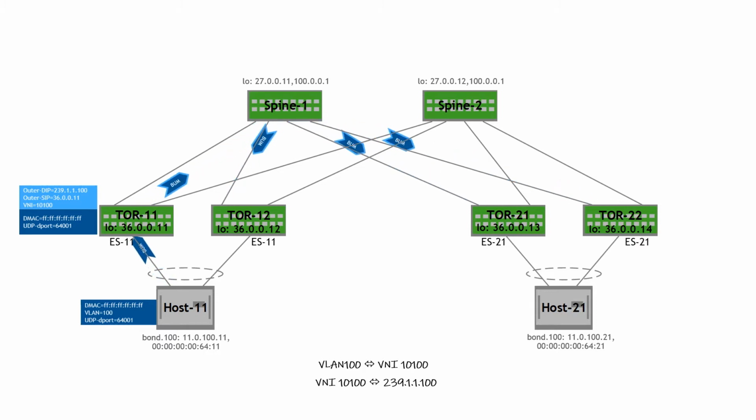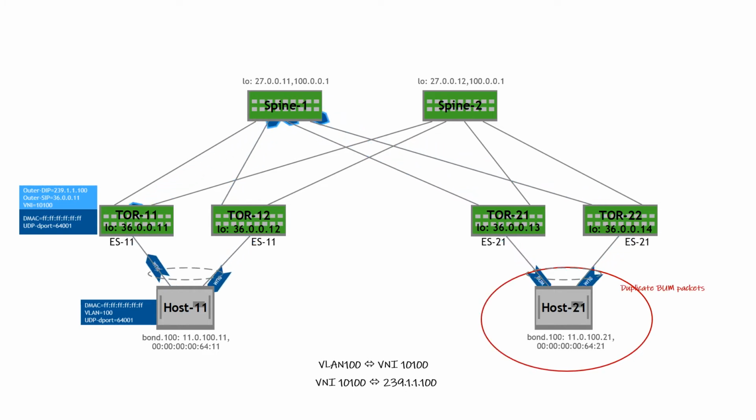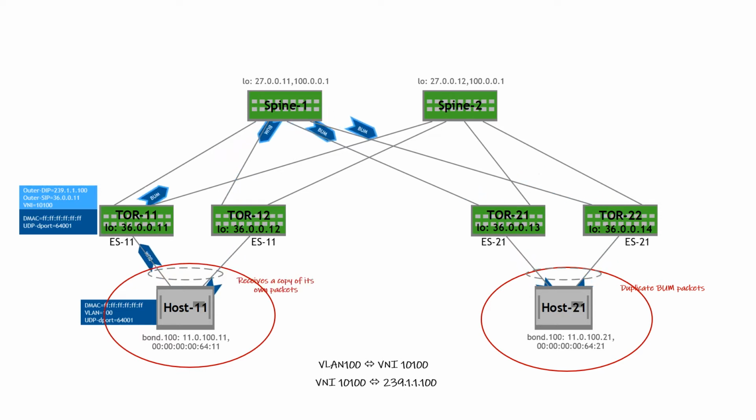These VTEPs, left to their own devices, are going to decapsulate the traffic and send it down to the servers. So TOR 21 is going to send a copy to host 21. Similarly, TOR 22 is going to send another copy to host 21. Likewise, TOR 12, which is in the originating rack 1, is going to send a copy back to the source, host 11. Clearly, we have a problem on our hands. Host 21 is receiving duplicate copies of the BUM traffic. Host 11 is receiving a copy of its own traffic.